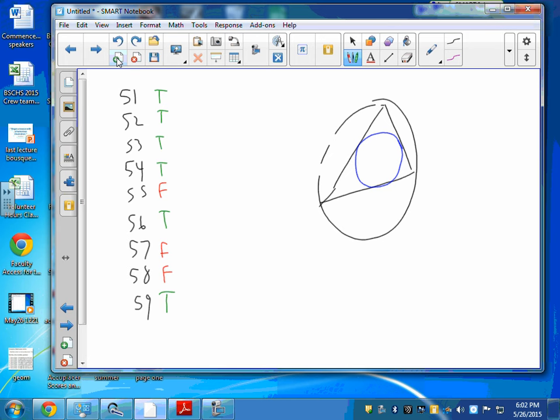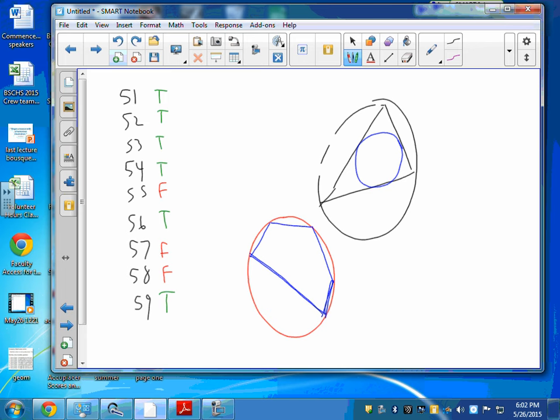A non-regular pentagon can be inscribed in a circle. That's true. Think of a circle, and then a non-regular just means any pentagon that has 5 sides. So 1, 2, 3, 4, 5. Not regular. Obviously, this side is way longer than that one, but it is inscribed in a circle. That's a true statement. 55 is false.